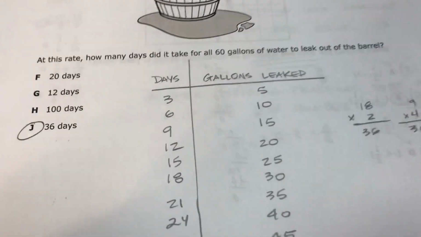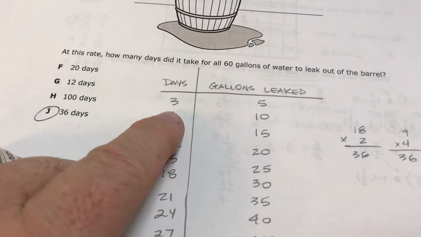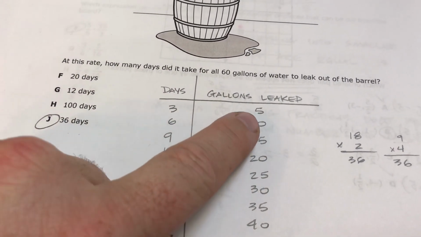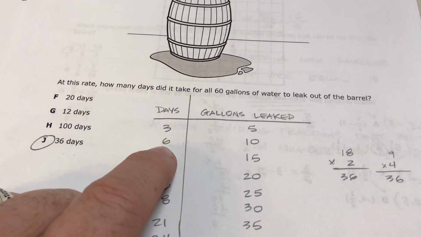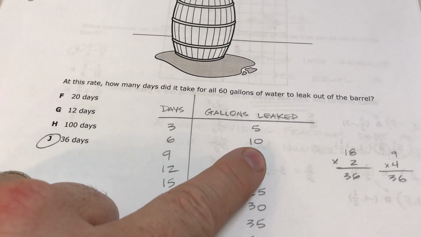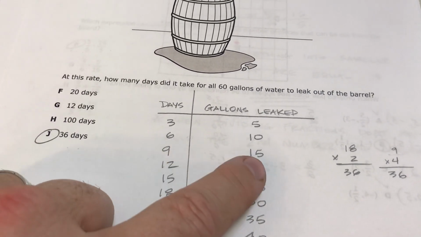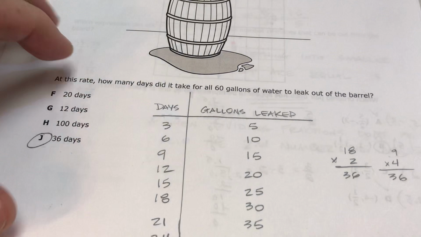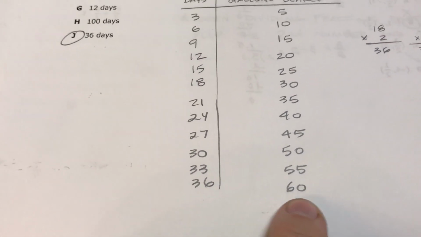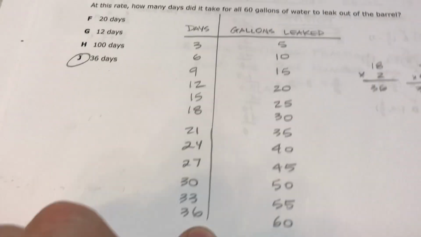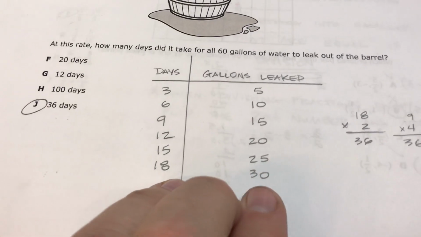Set yourself up a table, all right? Every time 3 days go by, 5 more gallons. So 3 days, 5 gallons. 3 more days, 6. 5 more gallons, 10. And I just keep going. 3 more, 5 more. 3 more, 5 more, 3 more, 5 more. Now, I could go all the way to 60 if I want to get my answer of 36. But I don't have to. I could stop right here at 30.